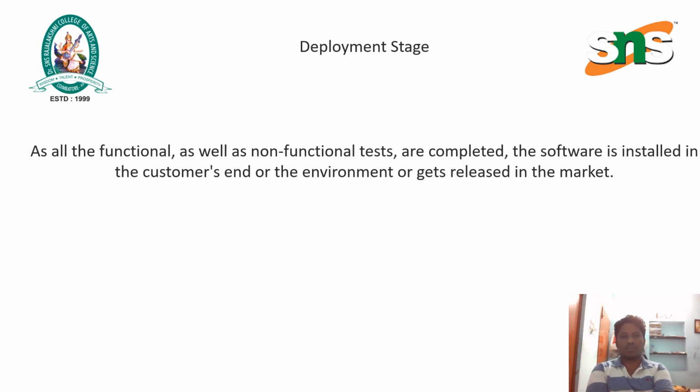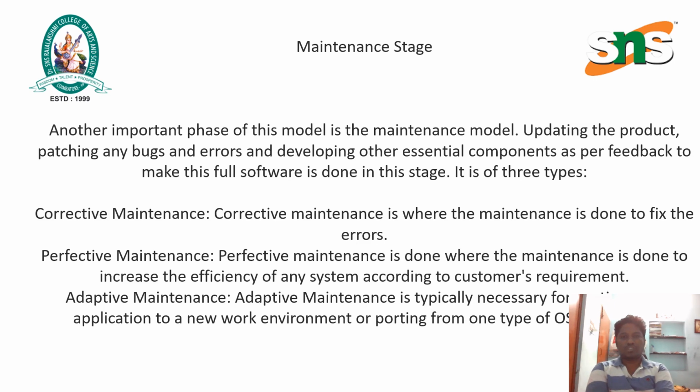Next is the deployment stage. Once the functionality and non-functionality tests are completed, the software is installed in the customer's environment or released in the market. Next is the maintenance stage. Another important phase of this model is maintenance: updating the product, fixing the bugs and errors, and developing other essential components as per the feedback to make the full software is done in this stage.